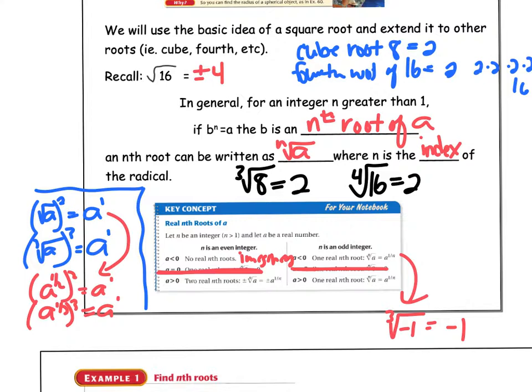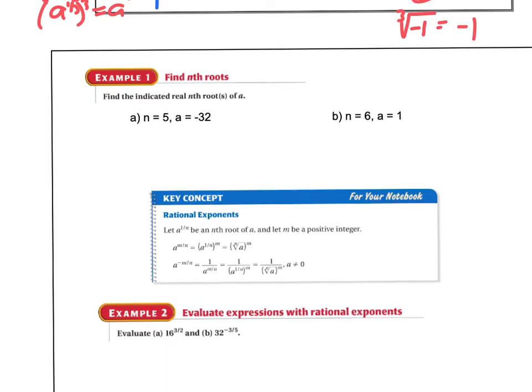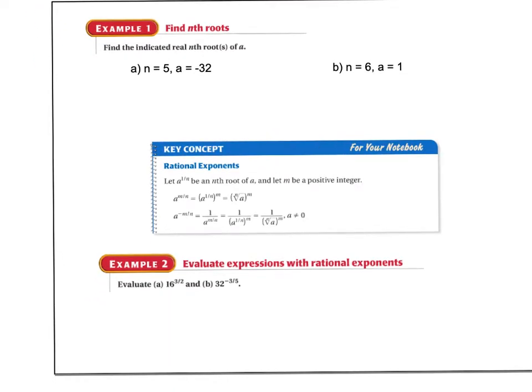And then finally, we have what happens when you have a number under the radical and you have an odd index. You're going to end up with one real root. It's either going to be positive or it's going to be negative, and it just depends on what a is. So let's work with some examples of these. We will shift down here and look at actually finding some nth roots.